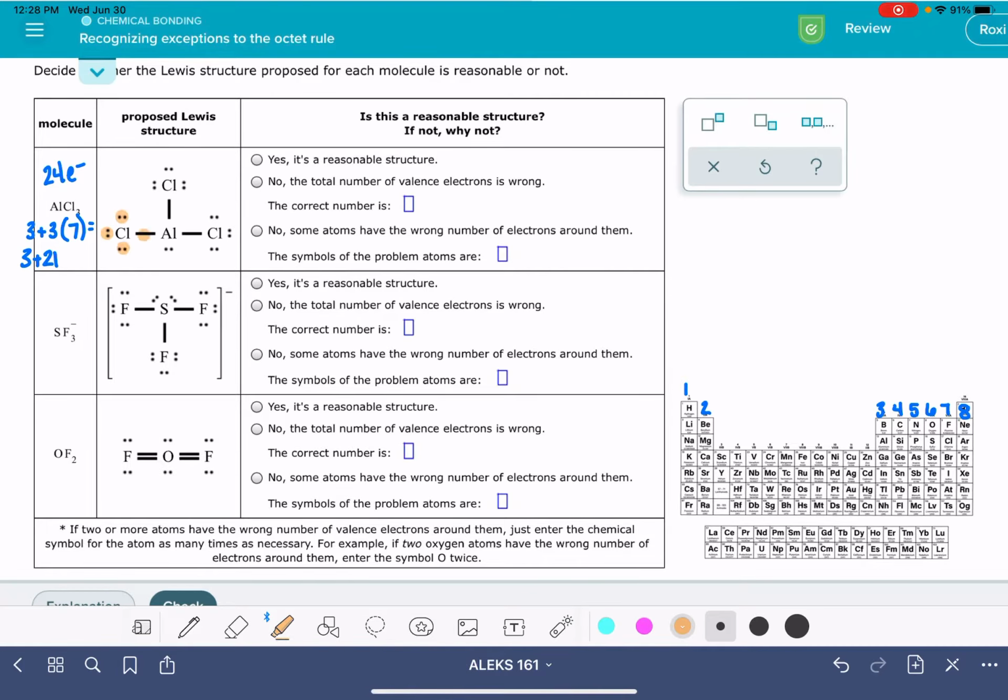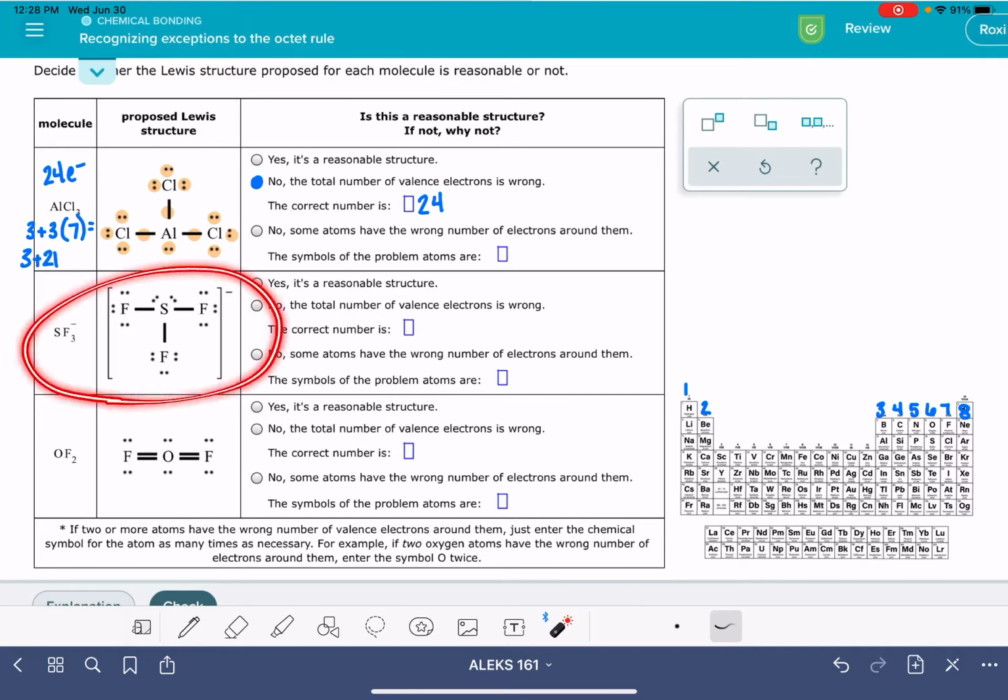And so if this structure is correct, we should see a total number of 24 electrons in the drawing. 2, 4, 6, 8, 10, 12, 14, 16, 18, 20, 22, 24, 26. That is wrong, the wrong number of electrons. We only are allowed to have 24 valence electrons. So we've got this one figured out. The total number of electrons should be 24 instead of 26.